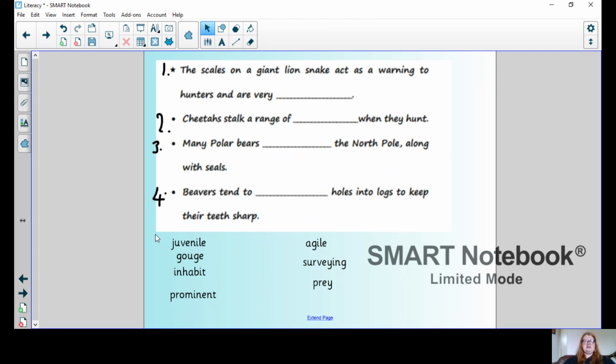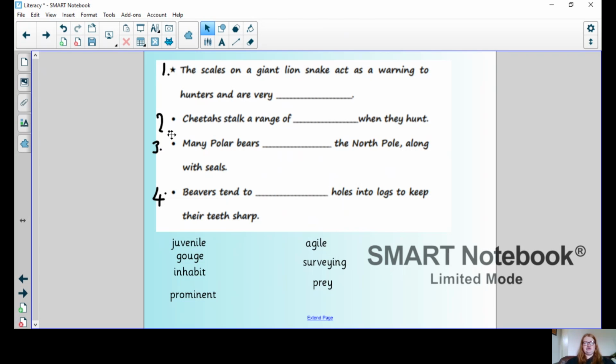So number 1, the scales on a giant lion snake act as a warning to hunters and are very juvenile, gouge, inhabit, prominent, agile, surveying or prey? So write 1 and then the word that you think fits in that gap. Remember, if I'm going too fast, pause me and then you can play me again when you're ready.